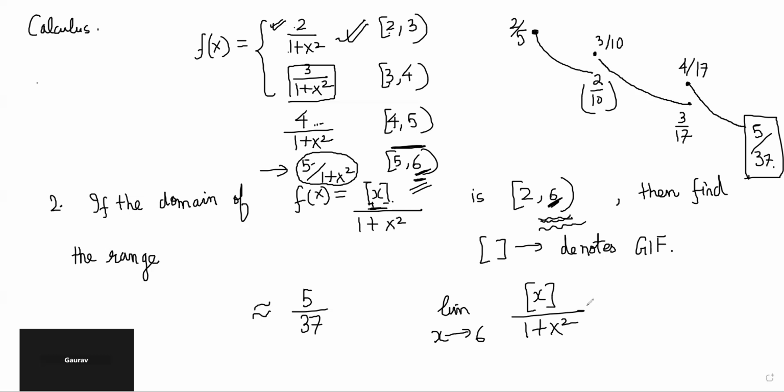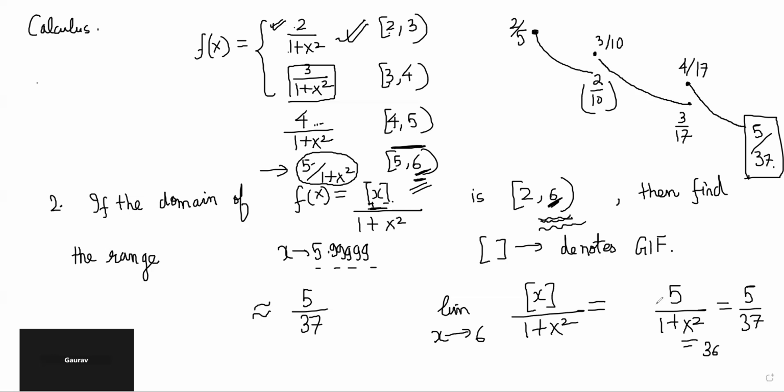Close to 6, the top part is 5 by 1 plus x square. Even if x is 5.99999 whatever, the numerator is 5 only. It's not becoming 6. Denominator might become close to 36 and the total will become 5 by 37, but the numerator is not becoming 6. Yes. Do you understand what I'm saying?